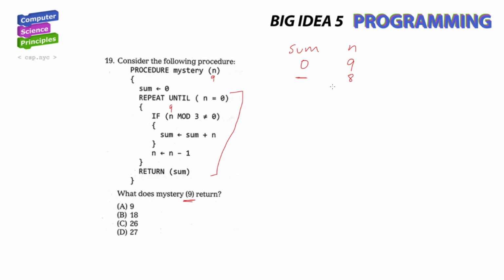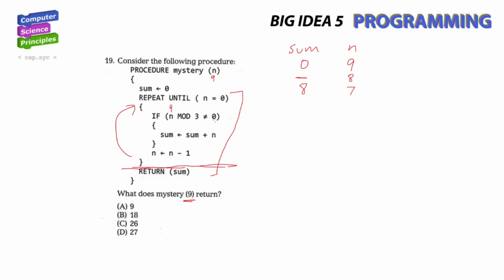So then it now goes back to the top. So this bit here, up until here, is part of the repeat. So now we fly back up to the top of this. Now the 8 isn't 0, so now we're going to run this. 8 mod 3 isn't 0, so it now is going to change the sum. So the sum becomes 0 plus the n, which is 8. So now the sum is 8, and then it deducts 1 from the n, so that goes down to 7.